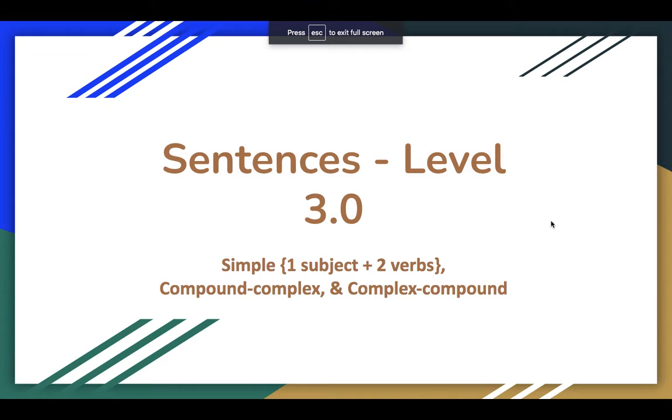Okay, it is time for another mini lecture here, and today we're going to be looking at another level of sentence writing, and this particular level is going to be called Sentences Level 3. We're going to look at three different structures here. It's a simple sentence, but we're altering the structure a little bit in the fact that there'll be one subject that is performing both main verbs.